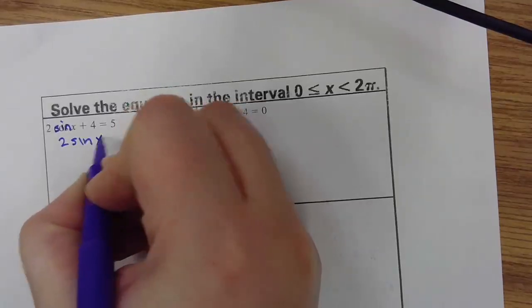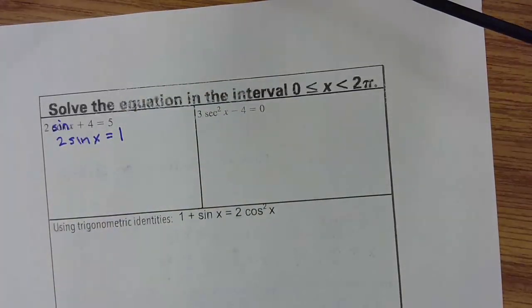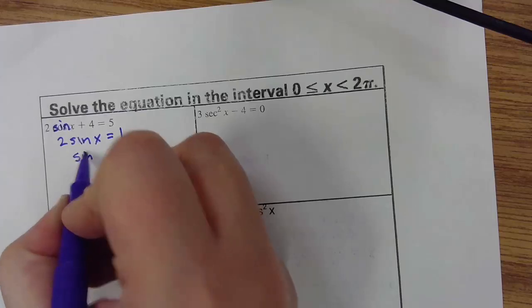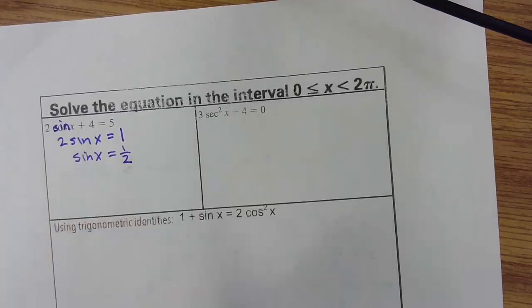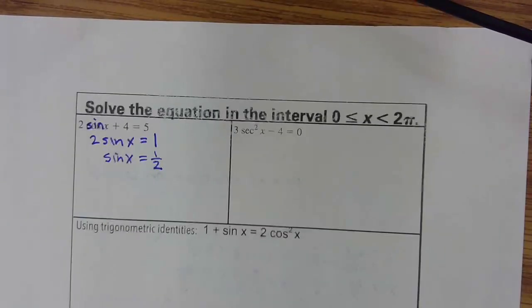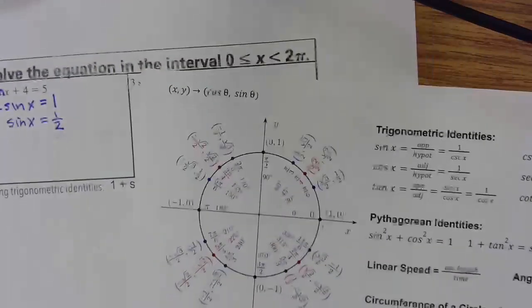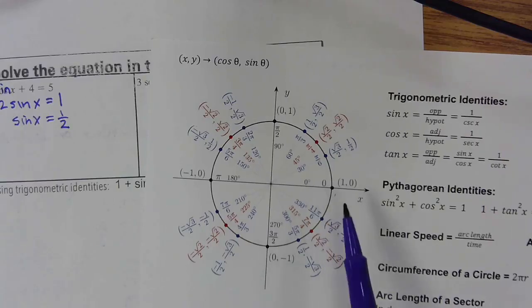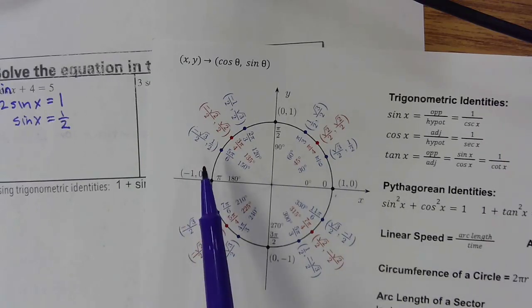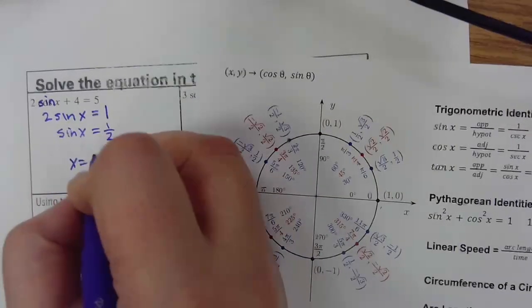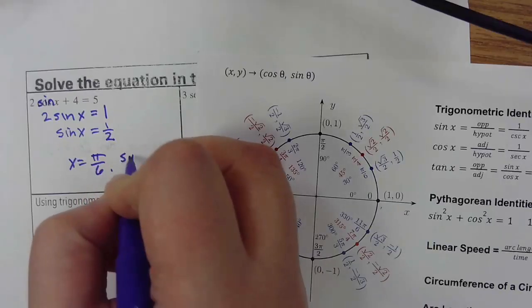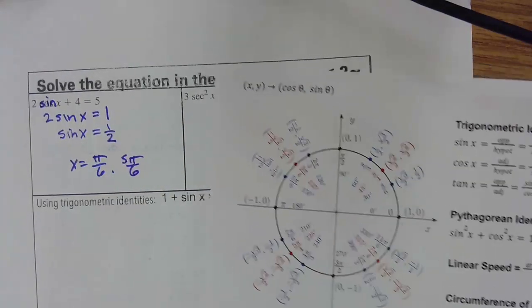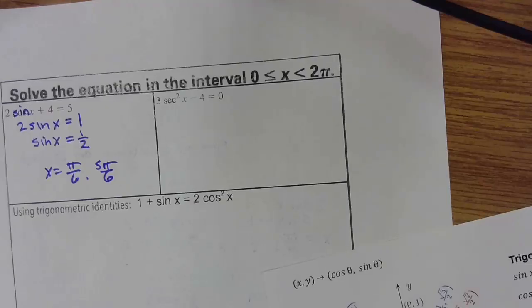So 2 sine x, if I subtract 4 from both sides, that would be 1. Divide by 2, that's 1/2. So where is the sine 1/2? Positive 1/2. As you look, sine would be positive 1/2 at pi over 6 and 5 pi over 6. Questions there? All right, let's talk about this next one.